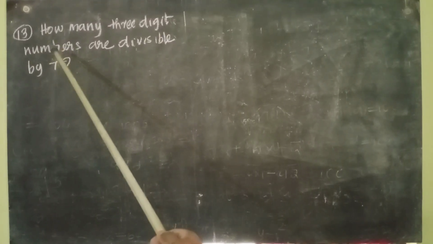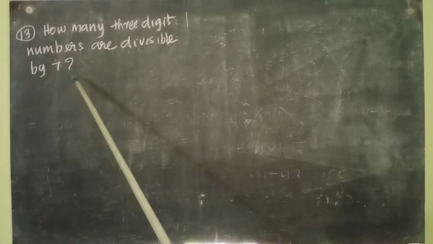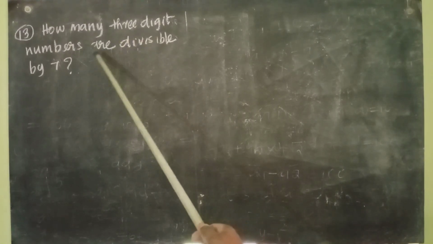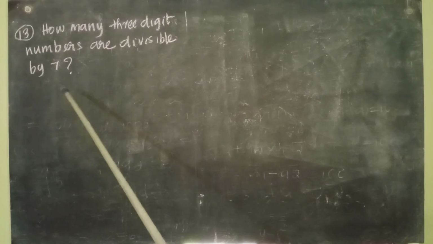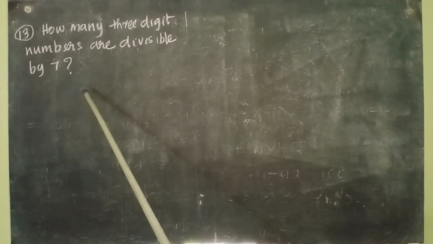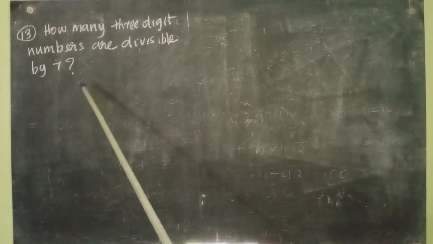Exercise 5.2 question number 13. How many 3-digit numbers are divisible by 7? Means we need to find out the number of 3-digit numbers divisible by 7. So first we need to find out which is the first 3-digit number divisible by 7. We know the first 3-digit number is 100. It is not divisible by 7.